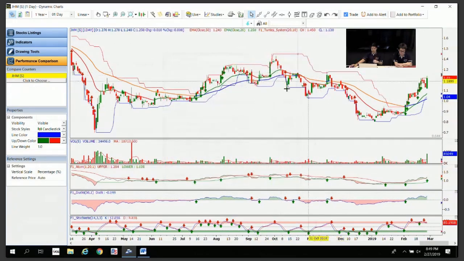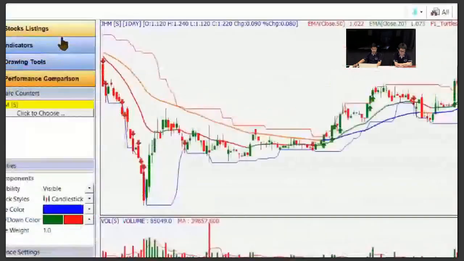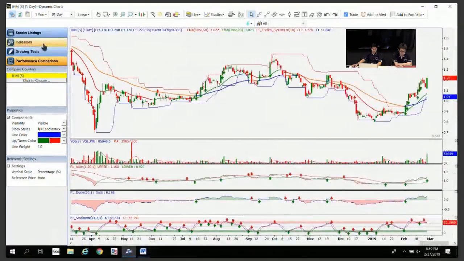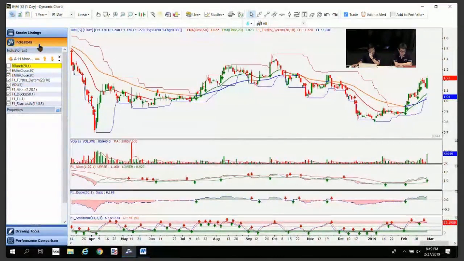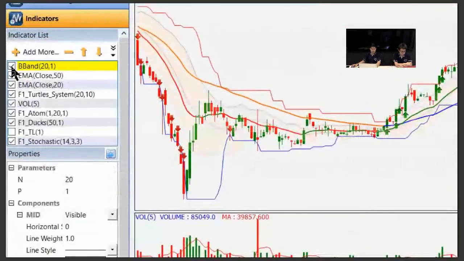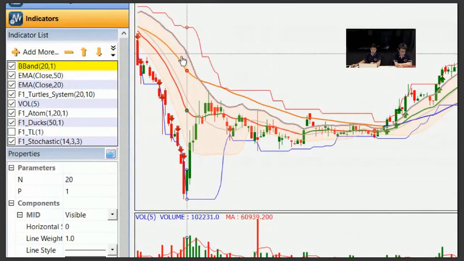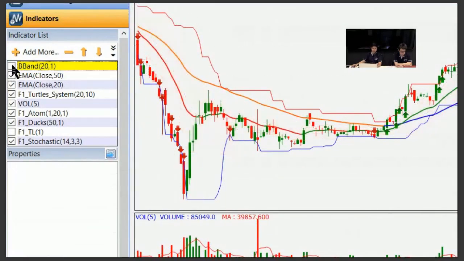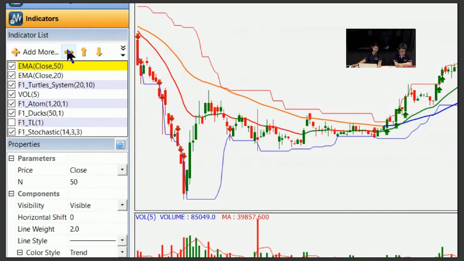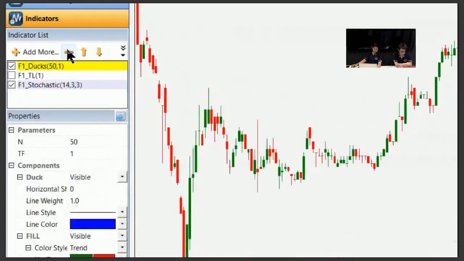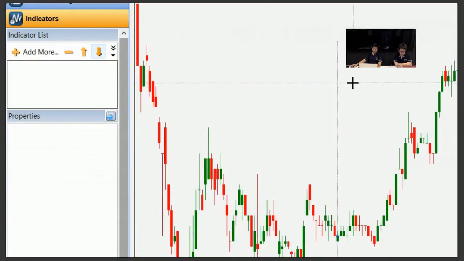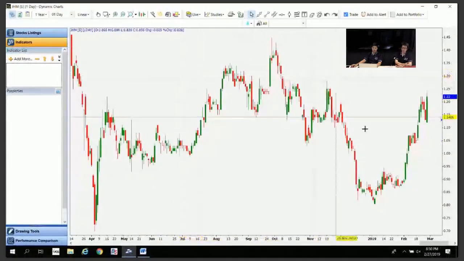Now let's focus on this area. Let's say indicators. You see here, if I tick on this, you can see the Bollinger Band coming out over this area. If I untick, then it's gone. I can also delete by doing this delete. Let's delete everything first. So this will be a blank chart.